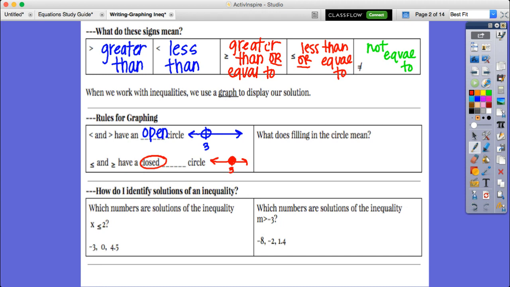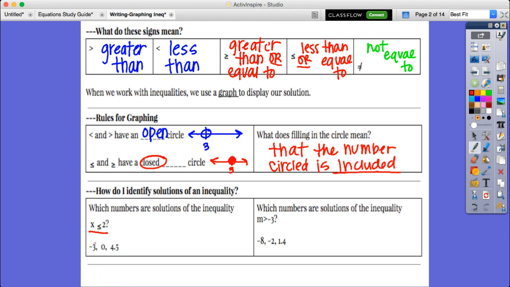Filling in the circle means that the number circled is included. So how do I identify solutions of an inequality? This question says, which numbers are solutions of the inequality? This problem says that x is less than or equal to 2. I know that because of this right here. So I need to find which one of these numbers right here are less than or equal to 2.